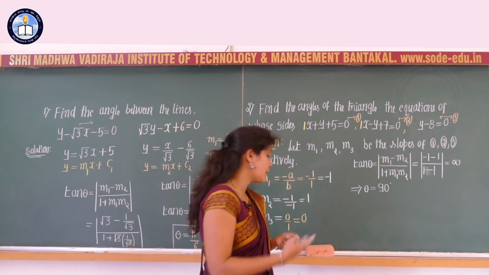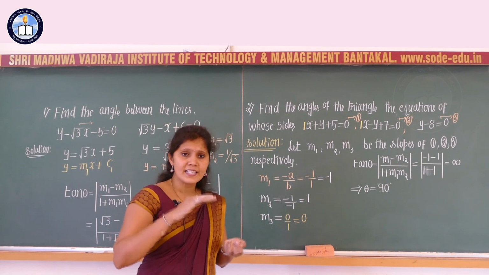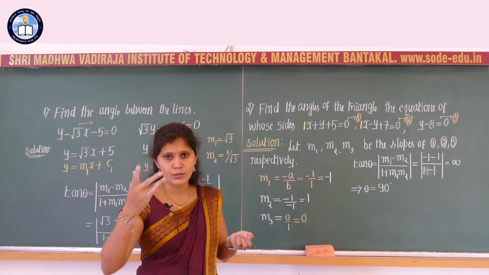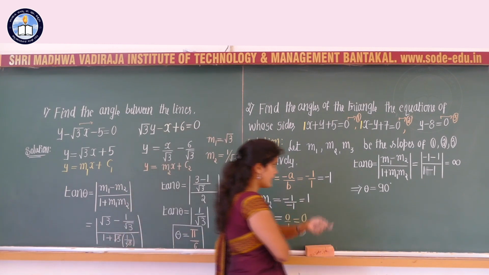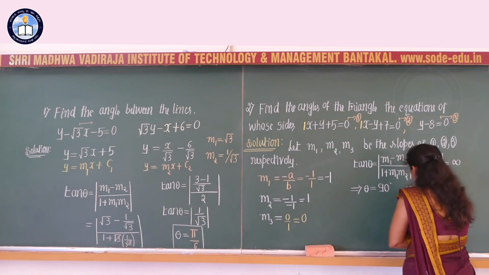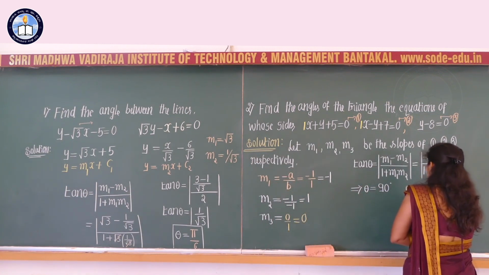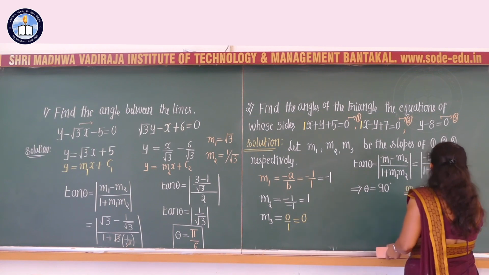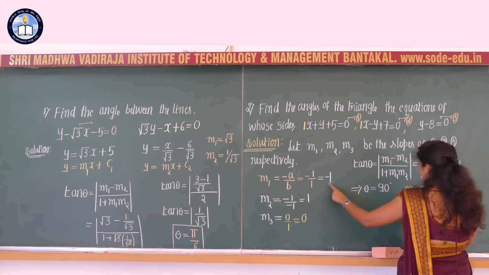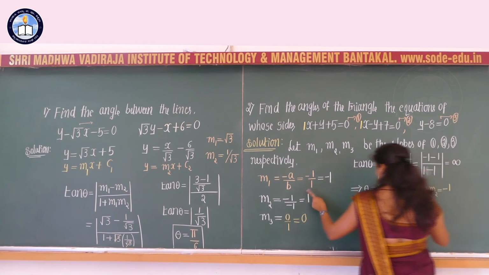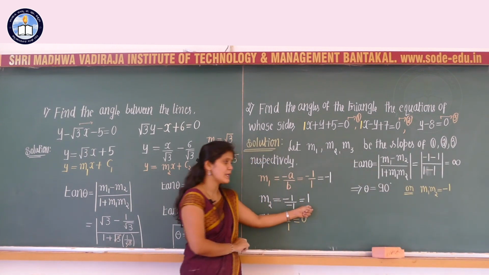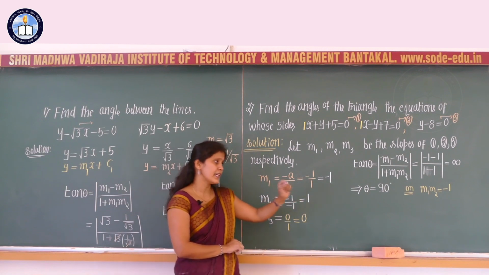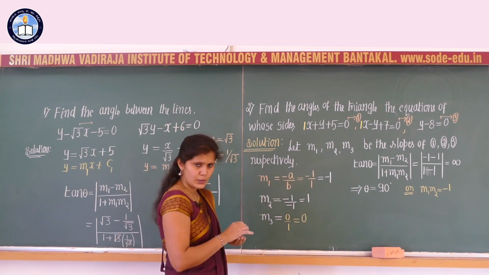If any two lines are perpendicular to each other, then the product of their slopes is equal to minus 1. Either way you can write it, m1 into m2 is equal to minus 1. The product of these two slopes is minus 1. So therefore we can say that these two lines are perpendicular to each other, or theta is equal to 90 degree. Both cases you can consider.